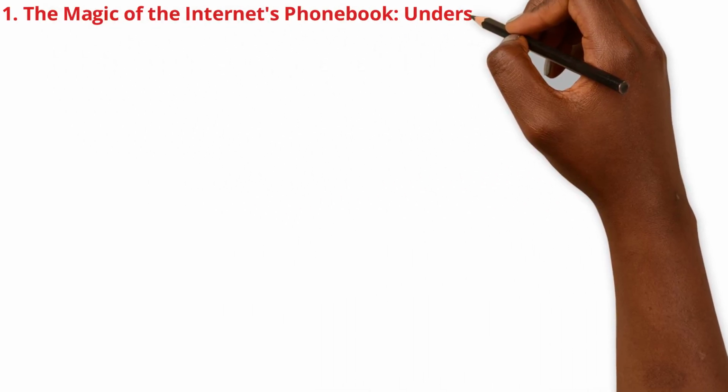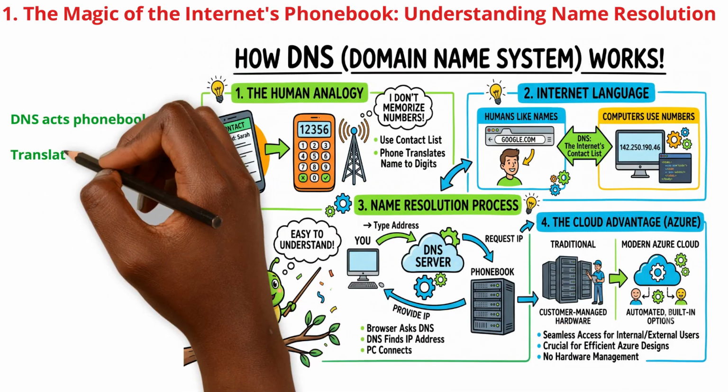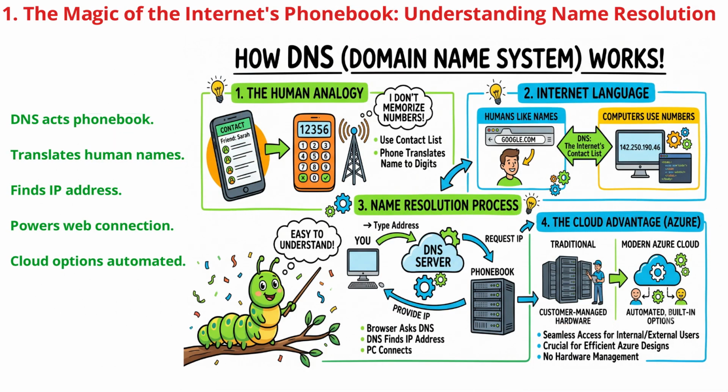Think of the Internet like your phone's contacts list. When you want to call Sarah, your phone automatically translates that human name into her numerical phone number. DNS, the domain name system, is the Internet's phonebook. We like friendly names like Google.com, but computers can only understand numerical IP addresses. When you type a web address, your browser asks a DNS server for the correct number. The server provides the IP, and your PC seamlessly connects.